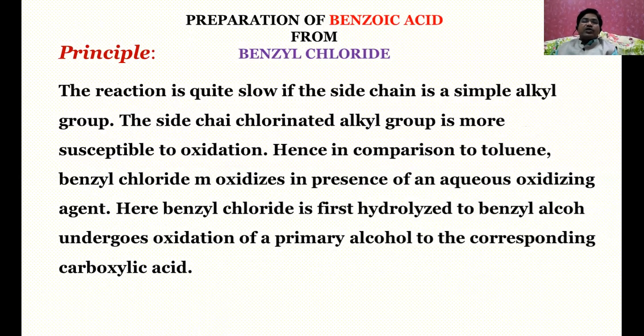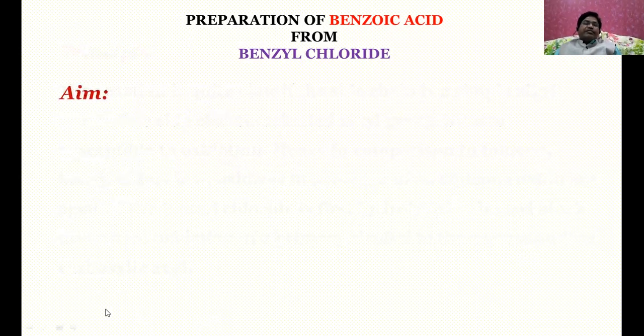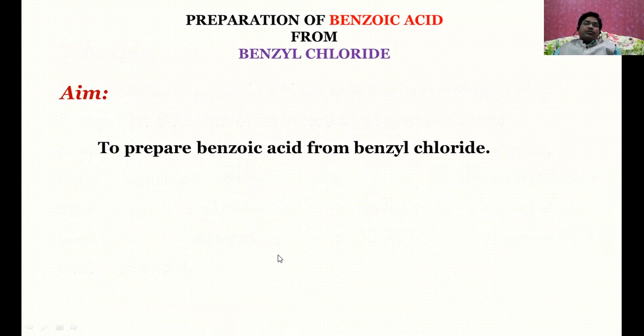The reaction is quite slow if the side chain is simply an alkyl group. A chlorinated alkyl side chain is more susceptible to oxidation. Hence, in comparison to toluene, benzyl chloride may oxidize in the presence of an aqueous oxidizing agent. Here, the benzyl chloride is first hydrolyzed to benzyl alcohol, which undergoes oxidation as a primary alcohol to the corresponding carboxylic acid. Then what is the aim in this process? To prepare benzoic acid from benzyl chloride.